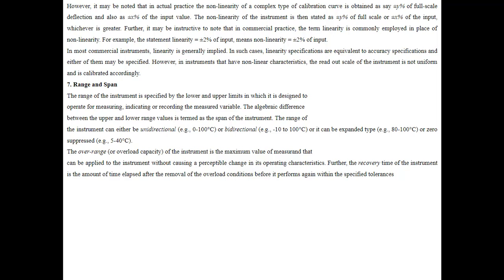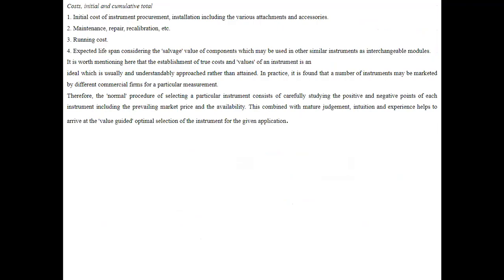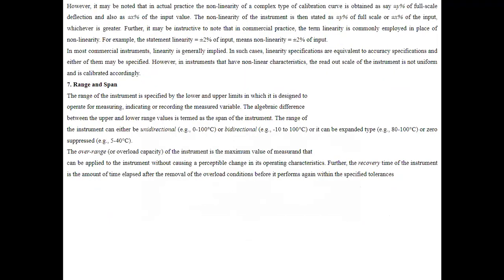Next is range and span. The range of the instrument is specified by the lower and upper limits in which it is designed to operate for measuring, indicating, or recording the measured variable. The algebraic difference between the upper and lower range values is termed as the span of the instrument. The range of the instrument can be either unidirectional, that is 0 to 100 degrees Celsius, or bidirectional, for example, minus 10 to 100 degrees Celsius, or it can be expanded type, for example, 80 to 100 degrees Celsius, or zero suppressed, for example, 5 to 40 degrees Celsius.